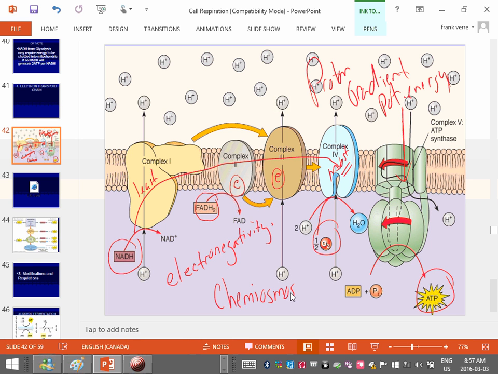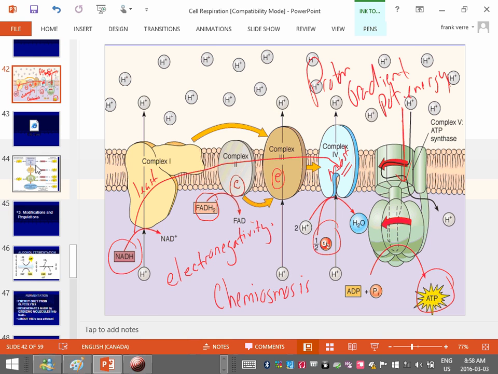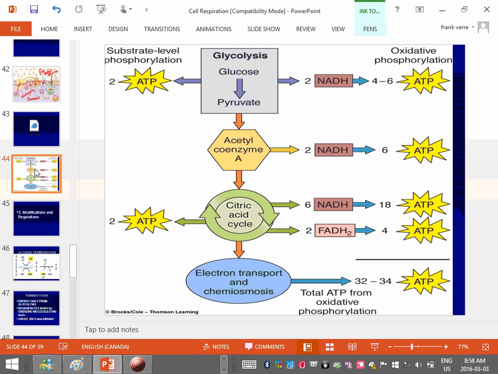If you remember, osmosis is what? The movement of water towards an environment where there's a high concentration of solutes. So it's just the movement of water. But here it's the movement of a chemical, and that chemical is a proton, right? It's a hydrogen ion. Okay, so that's stage 4. And this is where you get most of your energy.